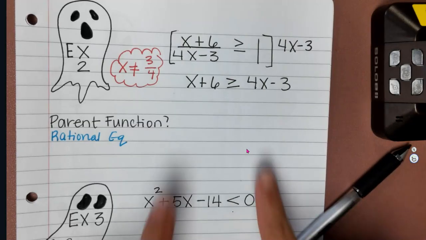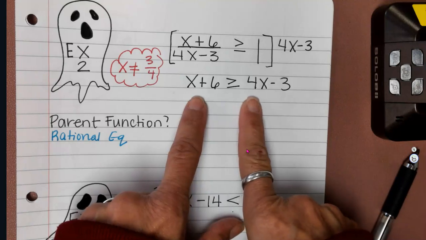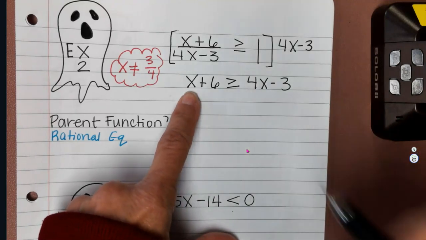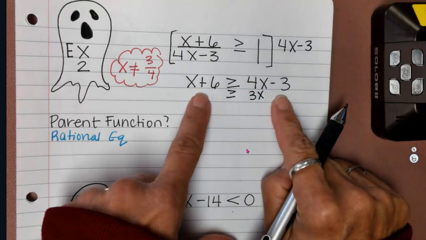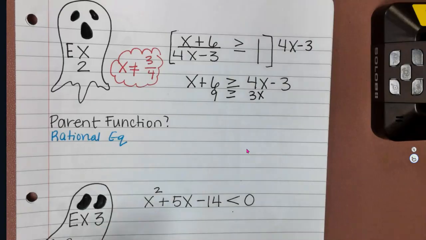So when we solve, this is going to be minus x plus 3 plus 3. Divide both sides by 3.